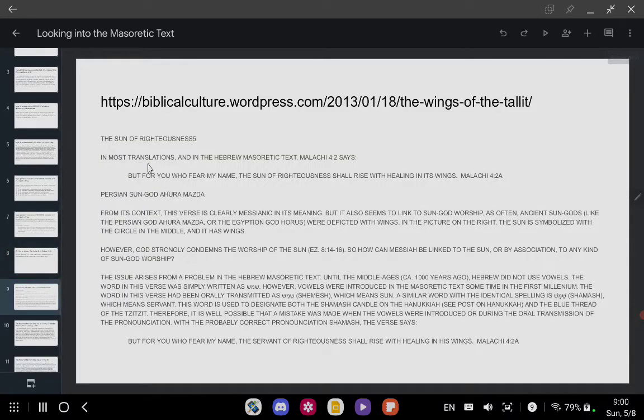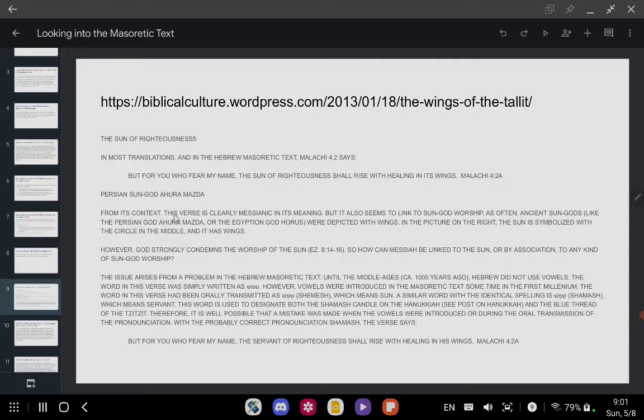And here's something that I have here. This is from one particular person's blog. And again, it's the wings or the borders of the talit, where the tzitzits are. And you can see in most translations and in the Hebrew Masoretic Text, Malachi 4:2 says, "But for you who fear my name, the Sun of Righteousness, S-U-N, shall rise with healing in its wings."